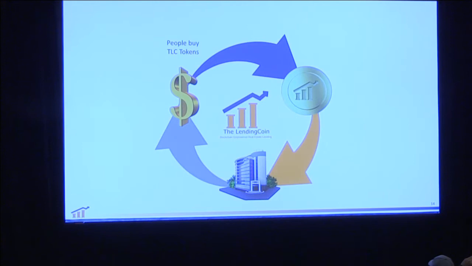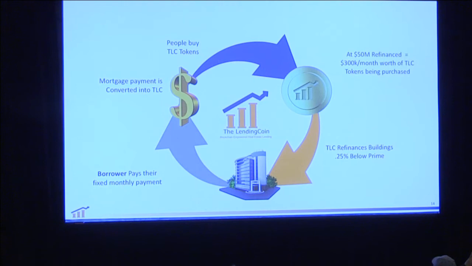The way this works is people buy TLC tokens. We refinance buildings at that 0.25% below prime. The borrower will pay their fixed monthly payment, and the mortgage payment is converted into TLC. From there, once we refinance $50 million worth, that's $300,000 a month worth of TLC tokens being purchased. And what do we do with that? We continue to refinance more and more buildings. So we always have a buyer.